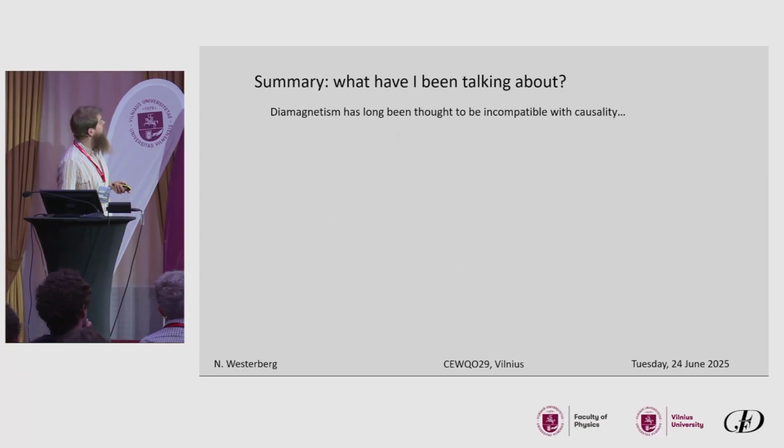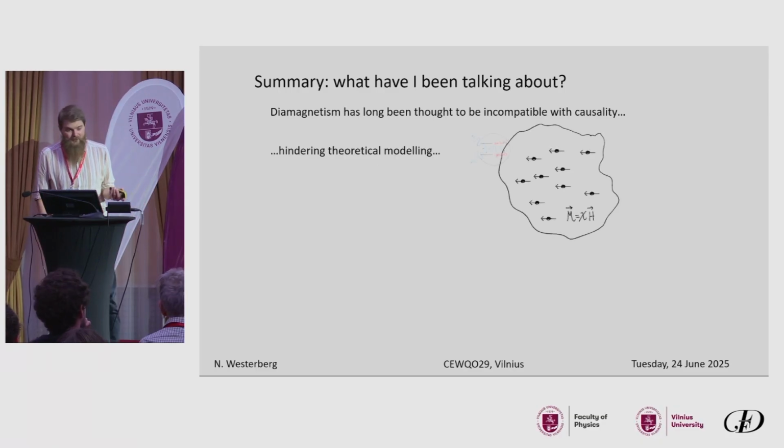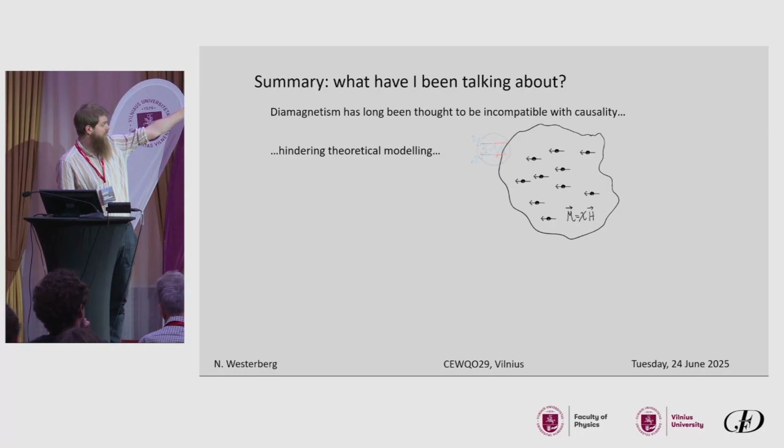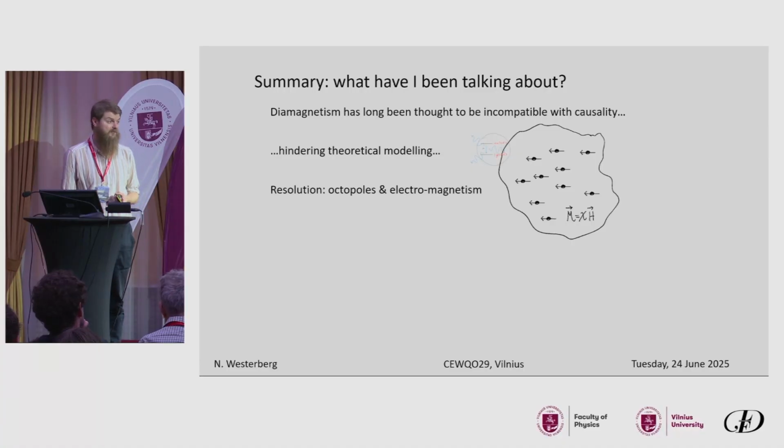Okay, so what have I been talking about? Well, diamagnetism has long been thought to be incompatible with causality. This has really hindered how we deal with this theoretically on a quantum optics scale of placing atoms near emitters. The resolution is that you have to keep all the way to the octopole. A little bit annoying, but whatever. And also the fact that you're dealing with electromagnetism rather than just electric or just magnetism by itself.